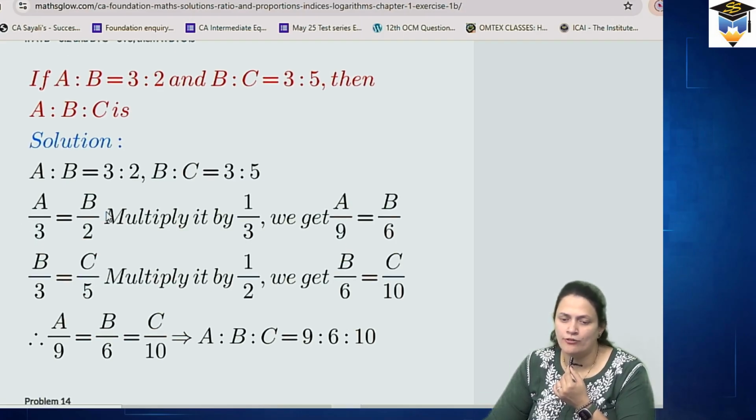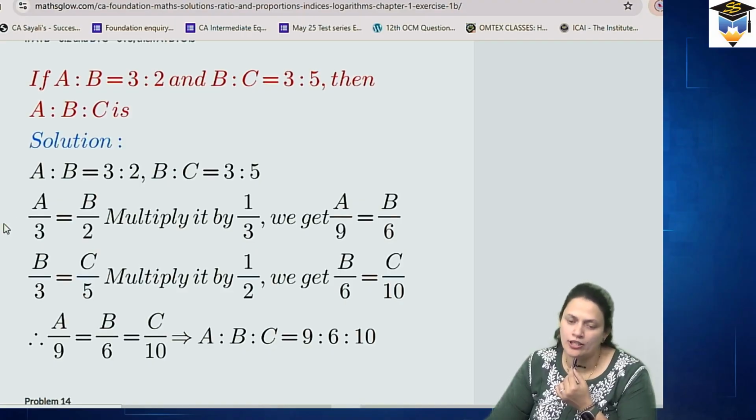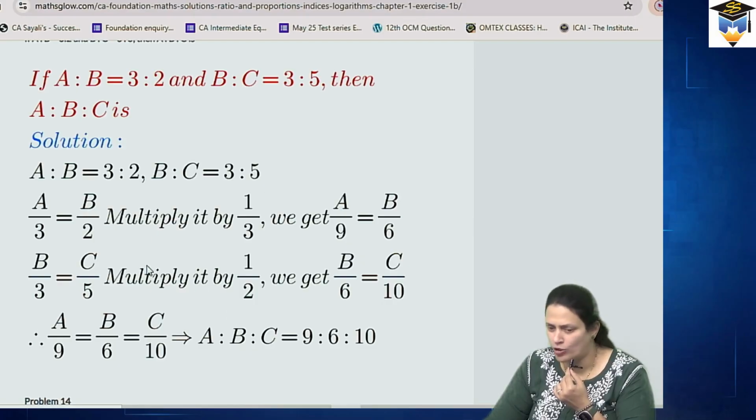So now here you have taken alternando. After taking alternando, multiply both sides by 1 by 3. So you will get A upon 9 is equal to B upon 6. Similarly, in the second, again you have to take an alternando, then multiply both sides by 1 by 2. So if you see over here, B upon 6, it is a continued proportion. Okay. So what is the ratio? 9 is to 6 is to 10.